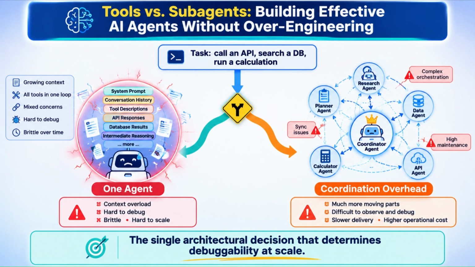This is not a minor implementation detail you figure out later. It is the single architectural decision that determines whether your agent system stays debuggable at scale or collapses into an opaque mess of handoffs nobody can trace. Today we are building the complete decision framework with working code for both patterns so you never guess wrong again. Let's start with what each one actually is.